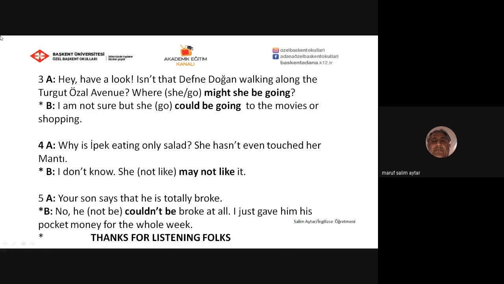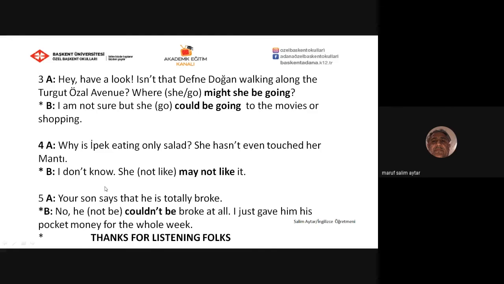Hey, have a look. Isn't that Daphne Doğan walking along Turgut Özal Avenue? Where might she be going? I'm not sure, but she could be going to the movies or shopping. Why is Ipek eating only salad? She hasn't even touched her mantu. I don't know. She may not like mantu. She may not like it.